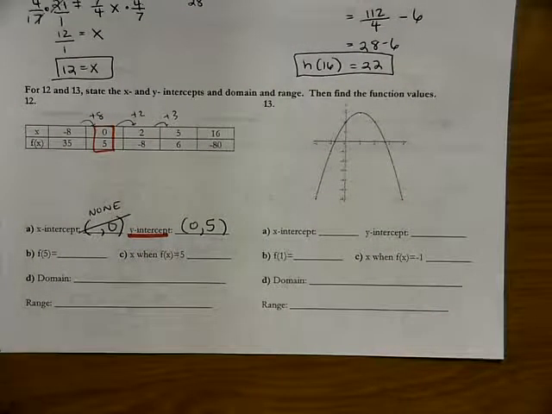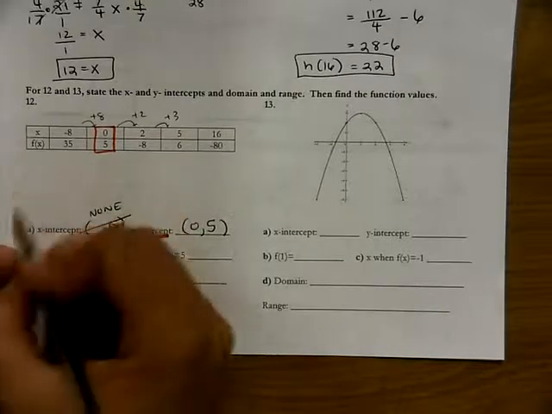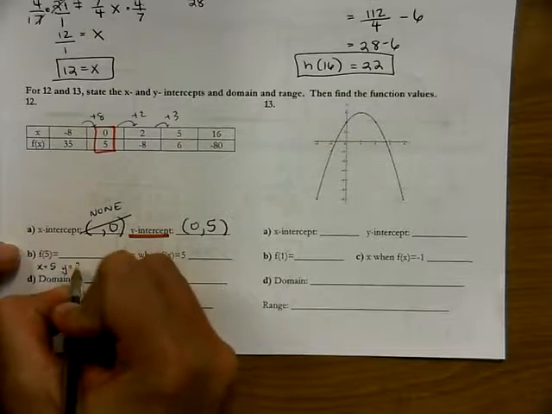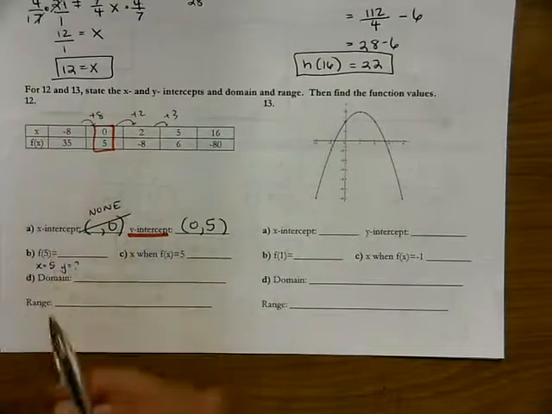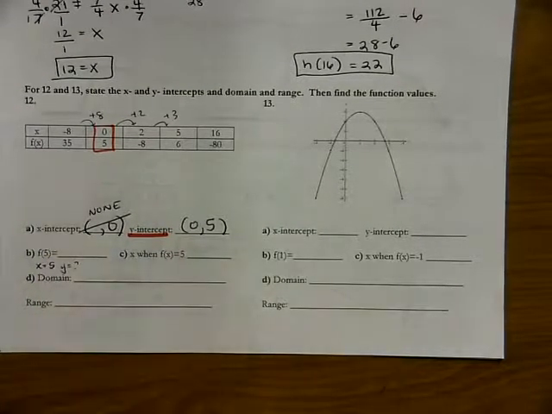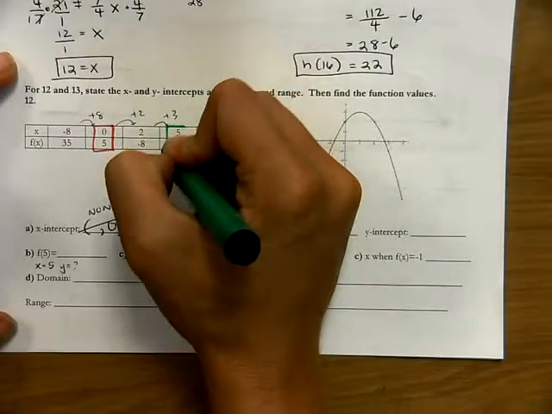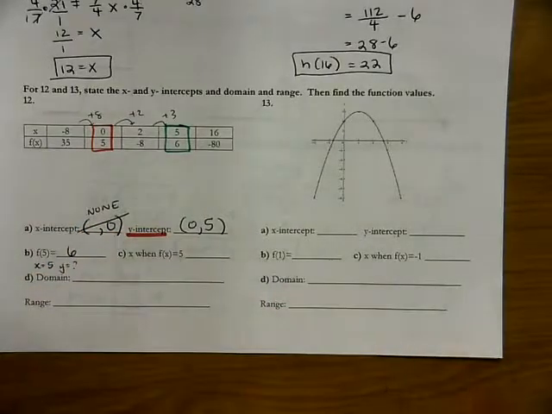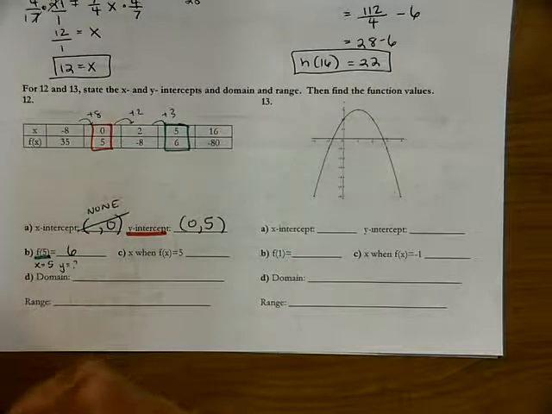It's asking for f of 5. Well, that means when x equals 5, what is y? Because 5 is inside the parentheses, so it's the input, or the x value. So x is 5 here. That means the output will be 6. So we have that right there.